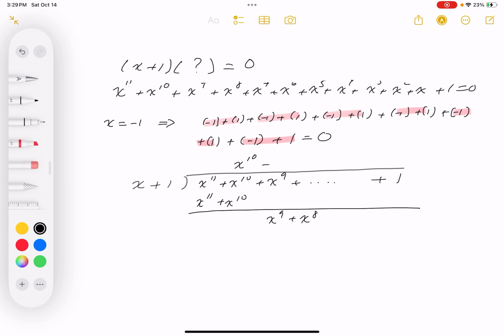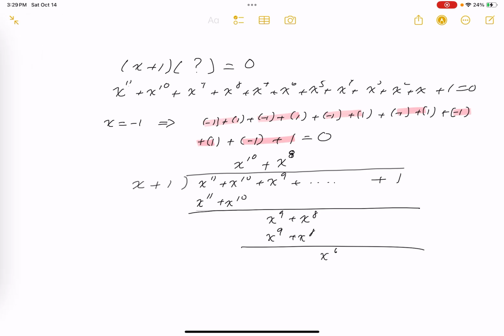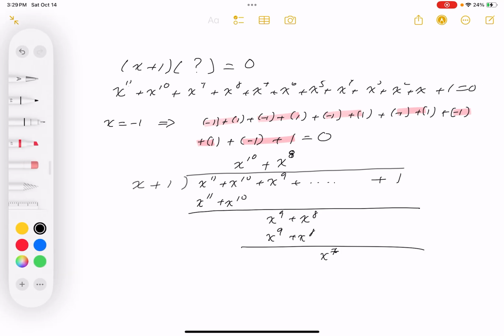Then you're going to multiply by x to the 8. Sorry about that. You're going to get x to the 9 plus x to the 8, and again, you're going to subtract. I'm misspeaking again. It's x to the 7 plus x to the 6. I think you get the idea. And then you get x to the 6, then x to the 4, and then you eventually peter out at the end.